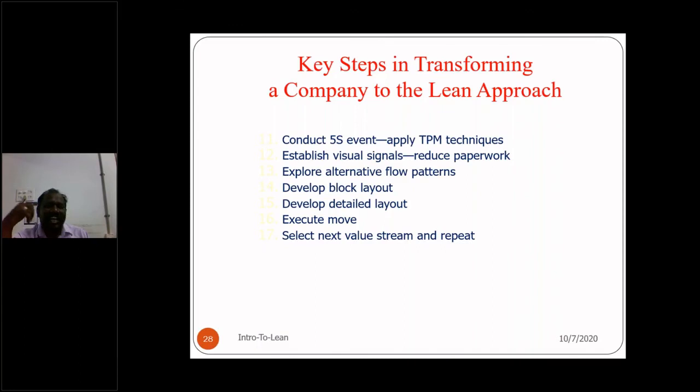We have to explore the alternative flow patterns. So always we have to see the alternative ways that we can do, develop the block layout, develop a detailed layout, and execute the data. And we also have to make the next level of leadership. One of the important things I would like to say is that in lean manufacturing, we always have to make the next level of leadership.